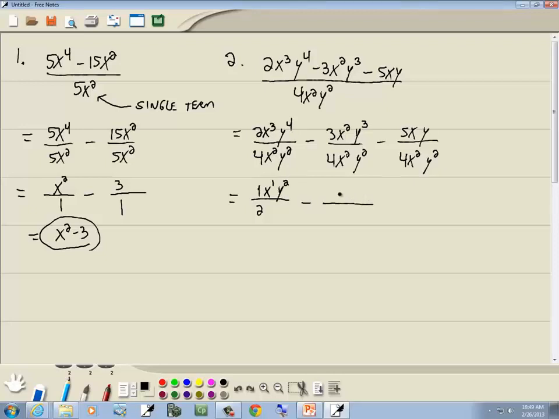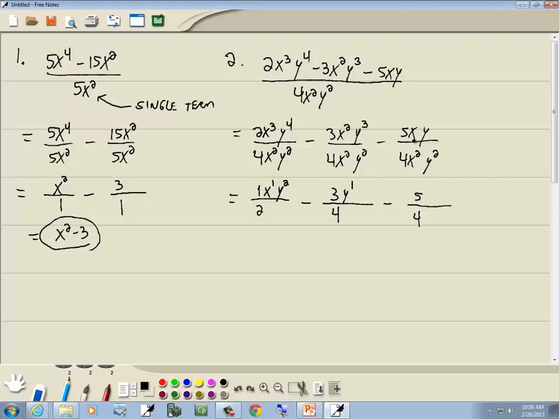Minus, and 3 and 4 I can't reduce any. Now these x squareds are the same, so they just cancel. Here we have y to a power over y to a power. Again, you subtract the exponents. 3 minus 2 gives you 1, and you have y to the first power where your larger exponent was, up on top. Minus, and we can't do anything with these numbers.